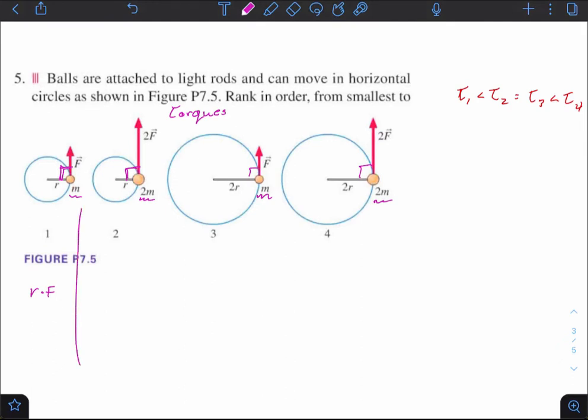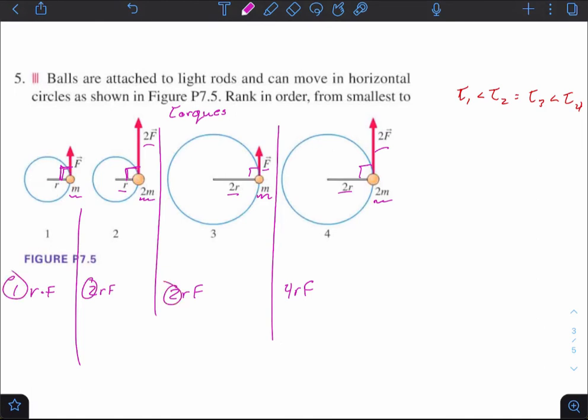So 1 is RF, 2 is R times 2F, so 2RF. For the third one, it's 2R times F, which is still going to be 2RF. And for the fourth one, it's 2R times 2F, which is going to be 4RF. Well, that makes it very easy to rank. We have 1, 2, 2, 4.